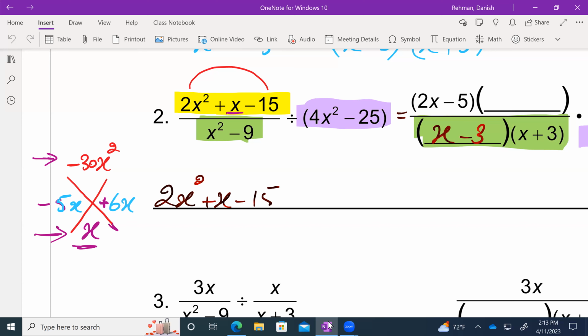Okay, so I will replace the middle x in 2x squared plus x minus 15 with 6x minus 5x. So what have we done? We replaced this x with the 6x and the 5x. It's just factoring. Whatever is the result of this portion, I will bring in here. And we are done. I will just do the canceling and we are good.